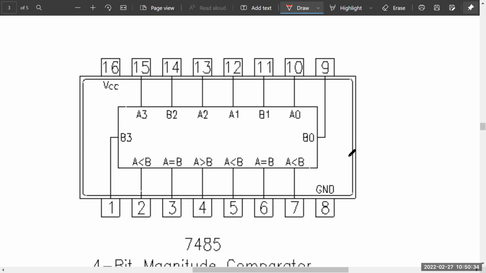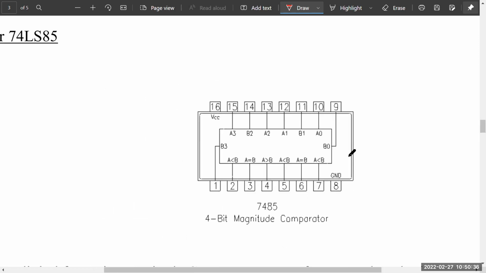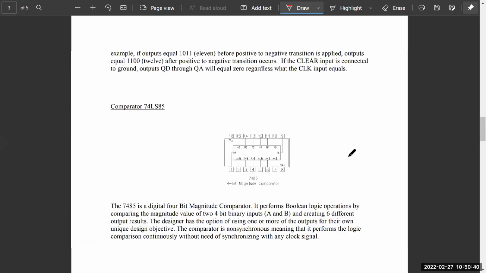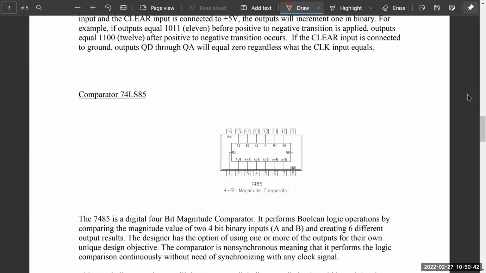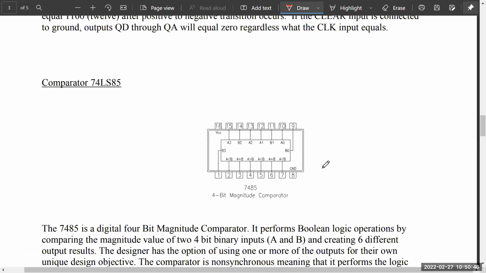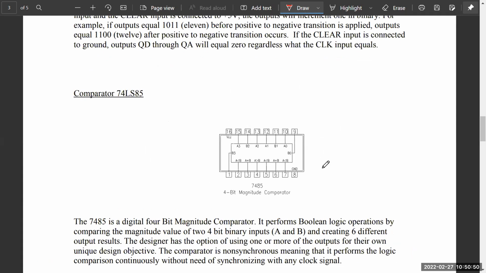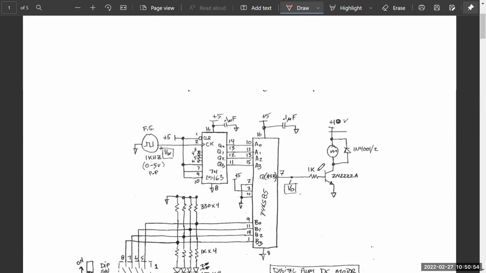So that is basically what we're going to do in our circuit. We're going to use this 4-bit comparator, with 4 digital signals going in. We compare A with B, and for every number where A is less than B, pin number 7 is going to go high. Okay, so let's look at the circuit diagram again.